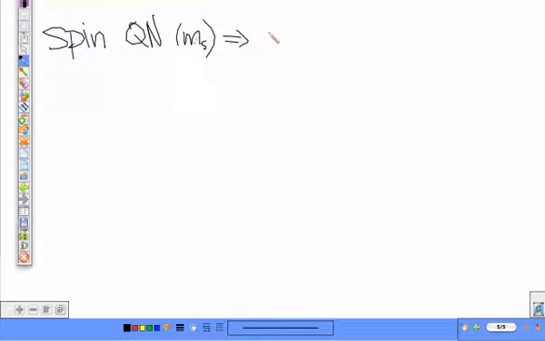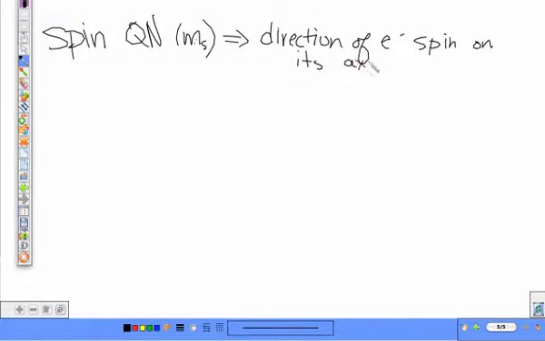And then the last one is the spin quantum number, MS. This describes the direction of electron spin on its axis. So not like it's spinning around the nucleus in a certain direction, because they can take random paths. They don't have to be in a certain path. But it's spinning on its axis like the Earth spins on its axis.